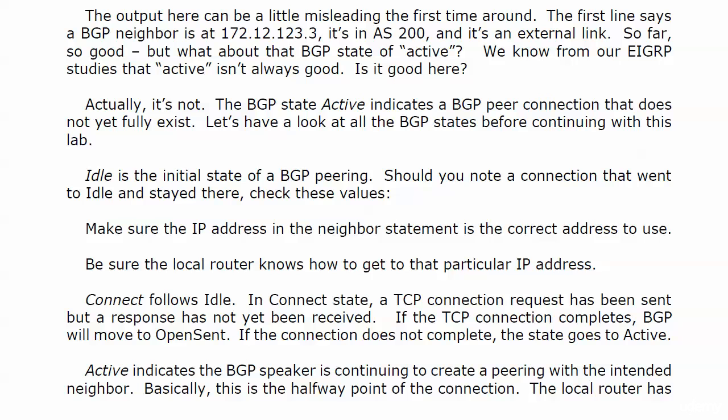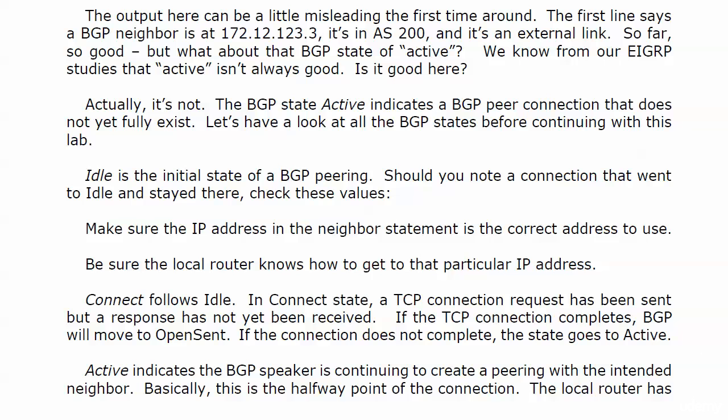Now connect follows idle. In connect state, a TCP connection request has been sent, but a response has not yet been received. If the TCP connection completes, BGP will move to what we call open sent. If the connection does not complete, the state goes to active, and that's where we are right now. You'll only see connect if you happen to run show IP BGP neighbor at the right time. It's not going to stay in connect state. It might go to idle and stay there for the reasons we talked about, and it might go to active and stay there because we're seeing that right now.